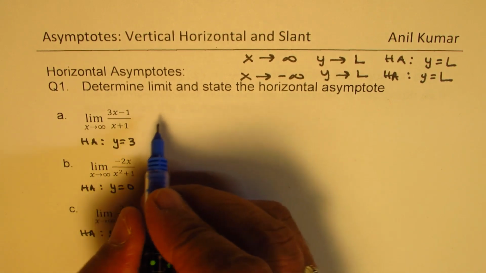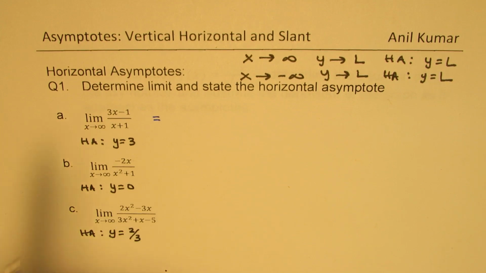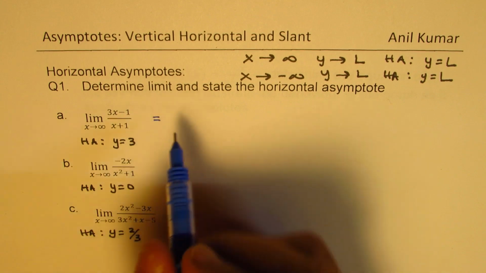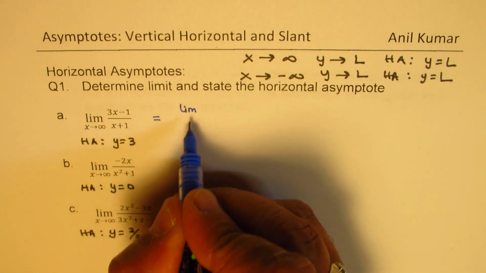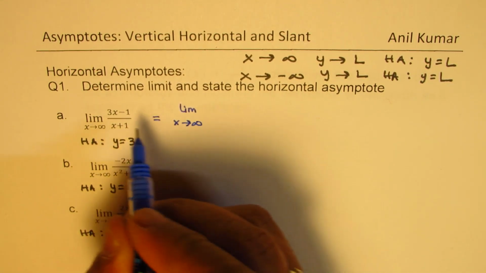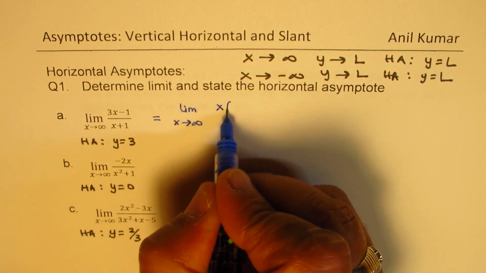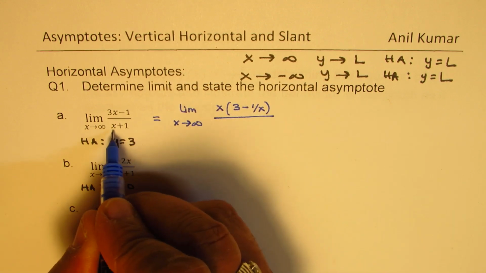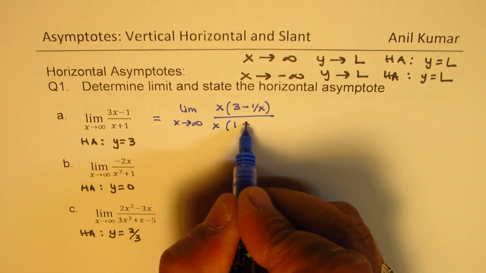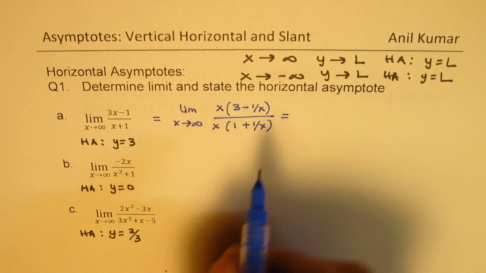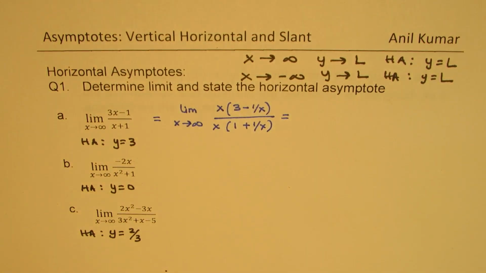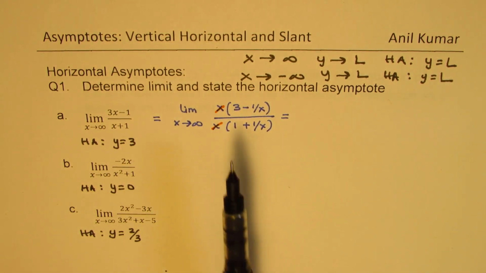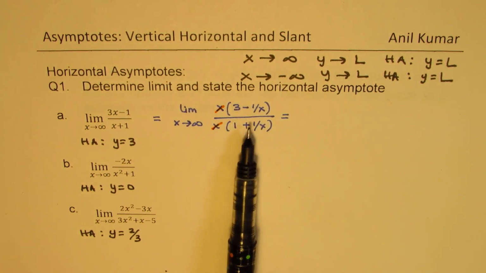However, here is a method to do it. Method is something like this. We have 3x minus 1 over x plus 1. We could take x common. So let's rewrite this as limit x approaches infinity. If I take x common, I get 3 minus 1 over x over, and in the denominator, if I take x common, I get 1 plus 1 over x. Correct? Now, x and x will cancel away, so let's cancel them. We are left with 3 minus 1 over x and 1 plus 1 over x.